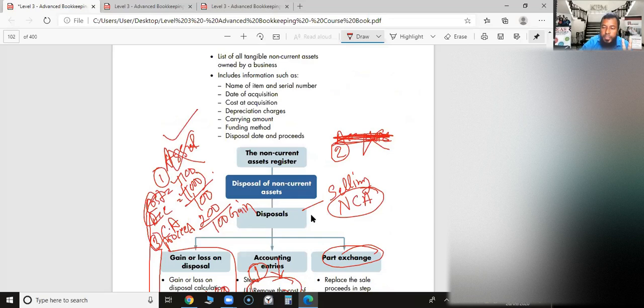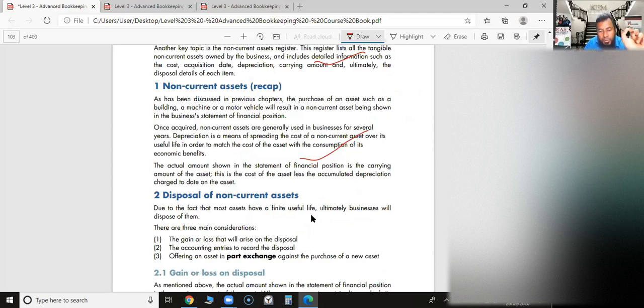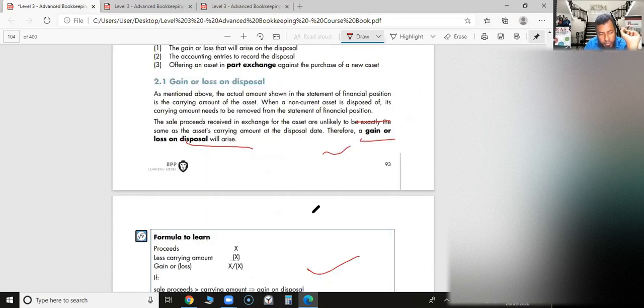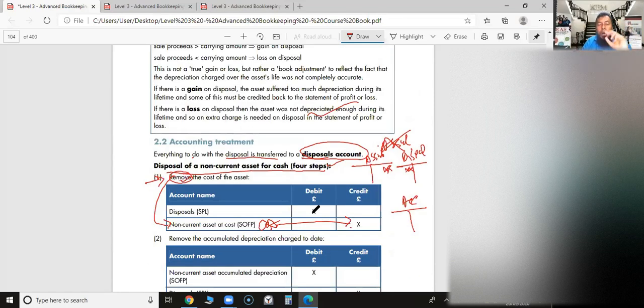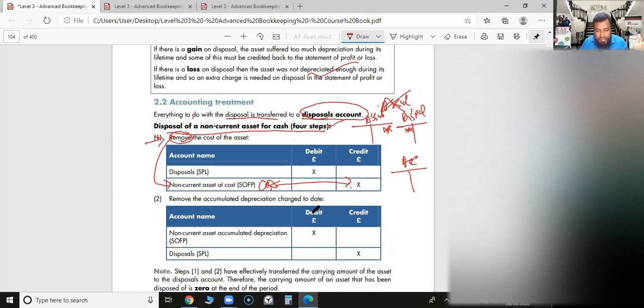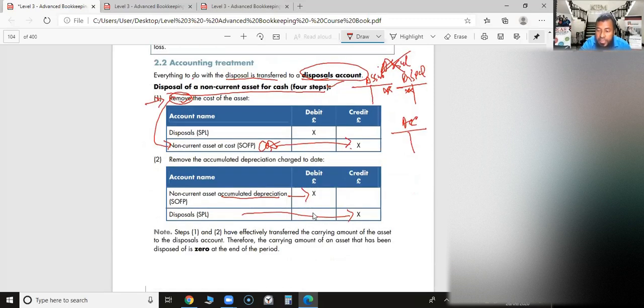Second one, depreciation should be gone. Do you remember accumulated depreciation is a credit account? Please do remember if you have forgotten. Accumulated depreciation is a credit account in the accounts we maintain. We want to remove it because we're selling the asset. How do you remove it? Make it debit. Accumulated depreciation debit and disposal credit. See, this is the accounts happening: the removal of the accumulated depreciation.